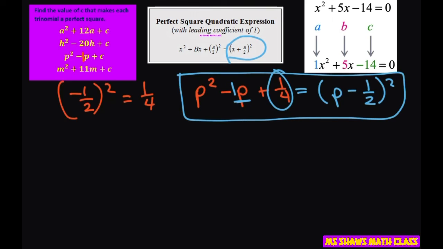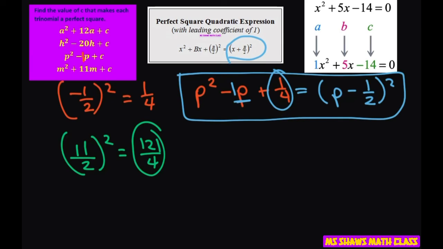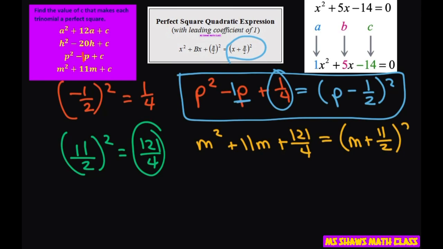And then for the last one, you take your 11, divide by 2, and then square it, which gives you 121 divided by 4. That's your c. So when I write it out, I would have m squared plus 11m plus 121 divided by 4. Once I have that, I can write it as m plus 11 divided by 2 squared, because they're perfect square trinomials.